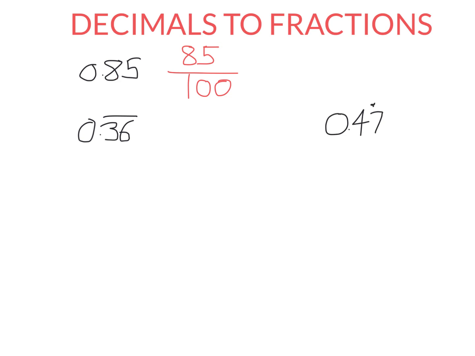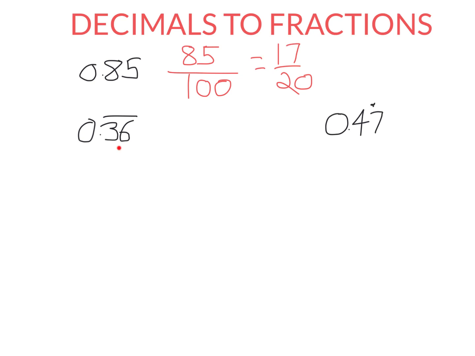Then you may need to simplify the fraction. Of course, 85 divided by 5 is 17. 100 divided by 5 is 20. So 0.85 and 17 over 20 are exactly the same number. That was quite easy, but unfortunately we can't use that process for recurring decimals.